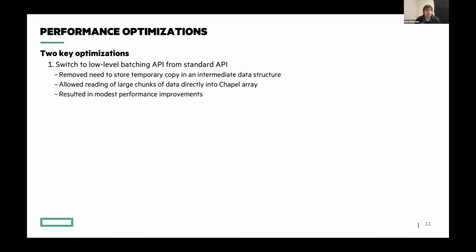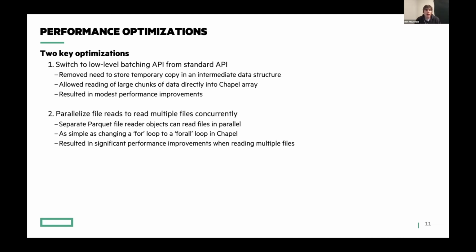going from having only the Chapel array buffer to store the data. And then the second optimization, which resulted in much more significant performance improvements, was parallelizing our file reads to read multiple files concurrently. What this looked like in actual implementation was as simple as changing a for loop to a forall loop, just utilizing Chapel's parallel constructs there. That resulted in some very significant performance improvements that we'll see on the next slide.